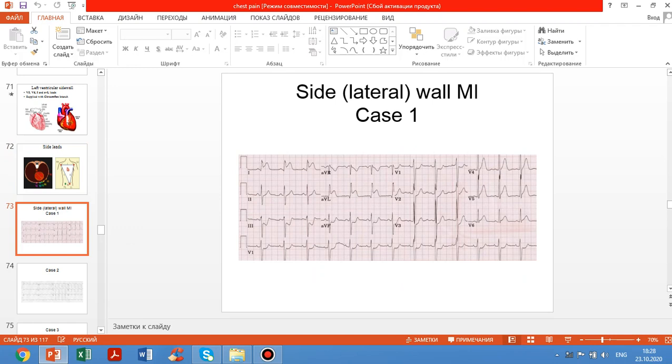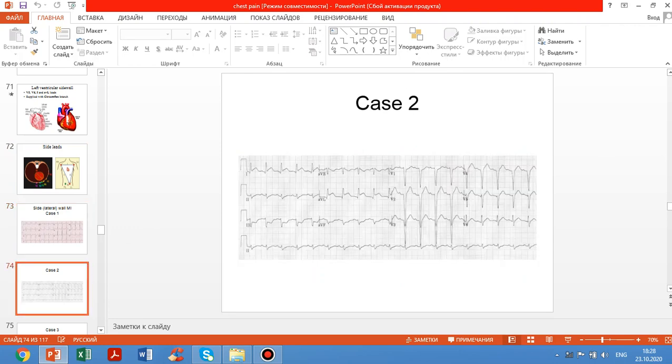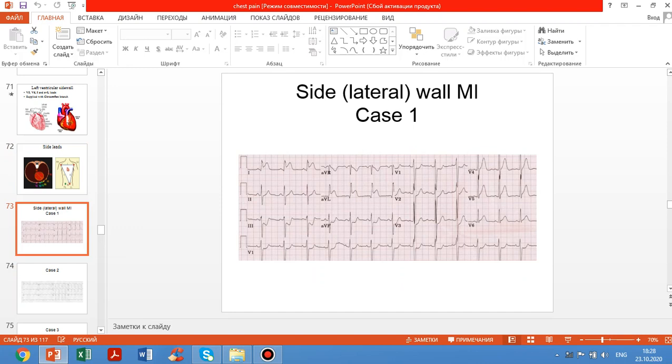You can see the elevation on the first lead, AVL, and V5, V6 chest leads with lateral wall myocardial infarction. Reciprocal changes you can see on the third lead and AVF; it is the reciprocal change beside it.